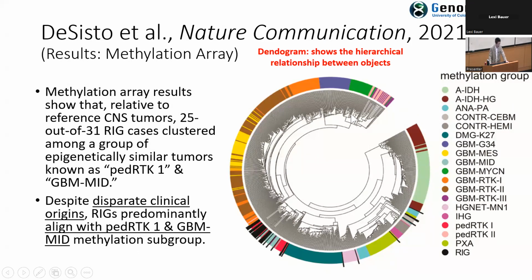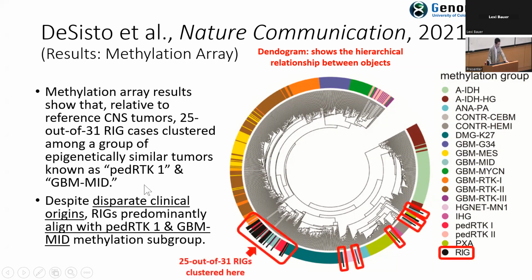color-coded as well. And when they overlaid their methylation array results, they showed that relative to the reference CNS tumors, 25 out of 31 RIG cases clustered among a group of epigenetically similar tumors known as PET-RTK1 and GBM-mid, right? So there it is, here's the reference, right? And if you look closely, you see the red and the light blue right there. Those correspond to the PET-RTK1 and the GBM-mid, and 25 out of 31 RIGs are all clustering together.